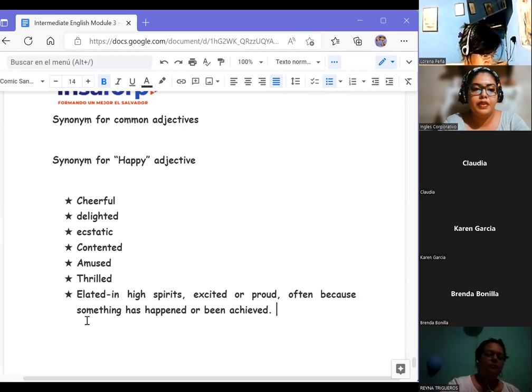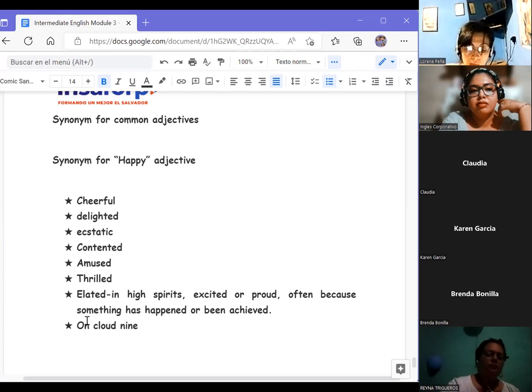That is the meaning of elated. In high spirits, excited or proud, often because something has happened or been achieved. Then we have another one, that is on cloud nine. On cloud nine. If we are going to translate this one, en la nube nueve.